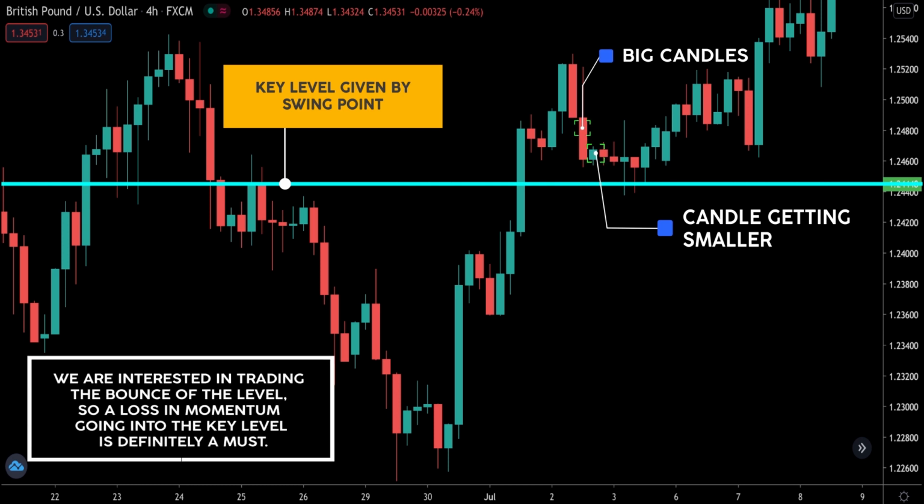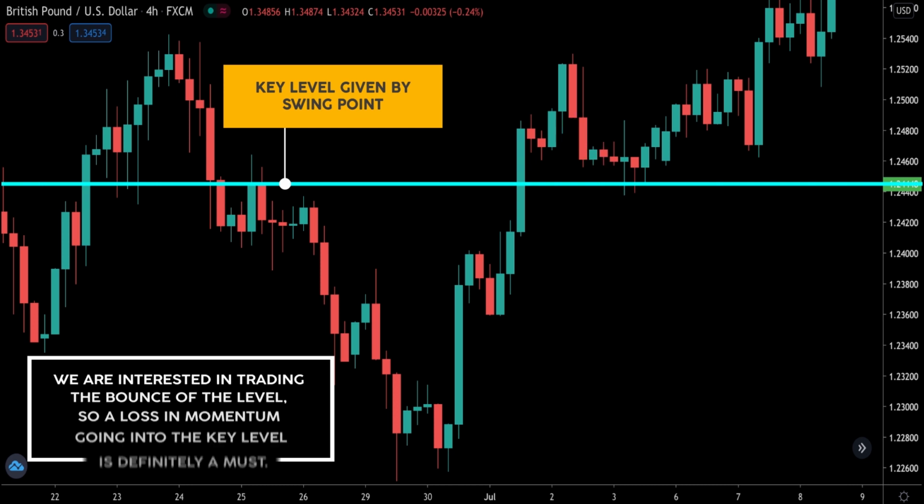Remember, we are interested in trading the bounce of the level, so a loss in momentum going into the key level is definitely a must. This is mandatory and you should never enter a trade if you do not spot this. This step is very critical, so pay close attention and rewatch it if you must.